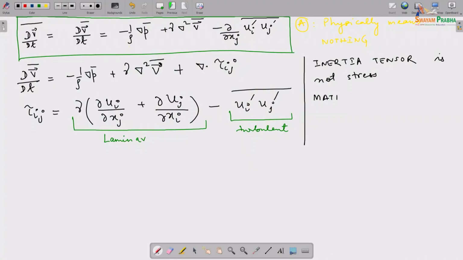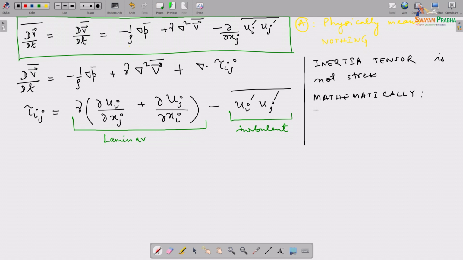Now that we have introduced this tau into the term, physically of course, it is not stress, but I have introduced this term tau into the equation. So, mathematically, this behaves as if this total term is a sum of.